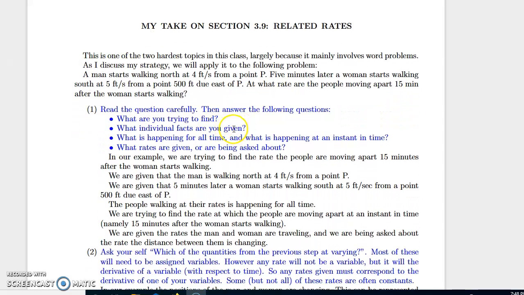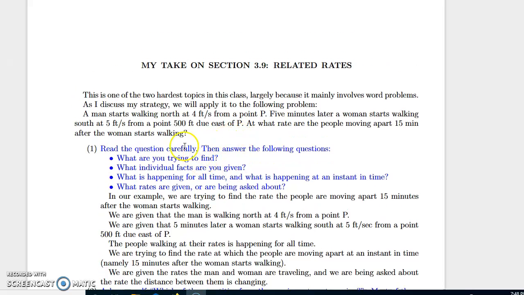Next up, what are the individual facts we are given? Well, one fact is that the man is walking north at 4 feet per second from a point P. Another fact is that the woman is walking 5 feet per second south at a point 500 feet due east of P.